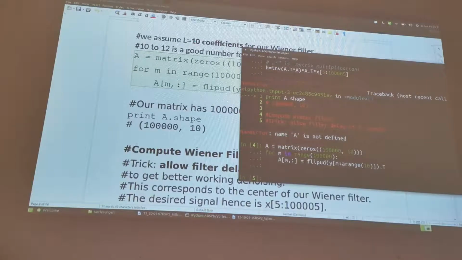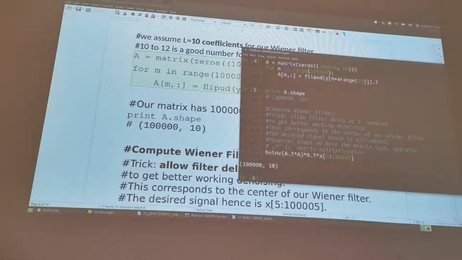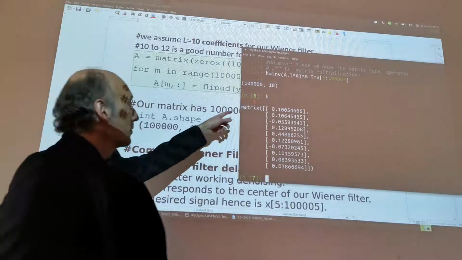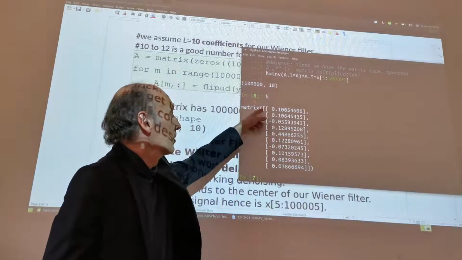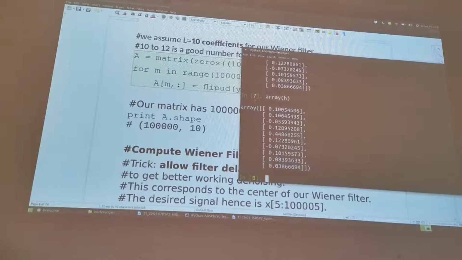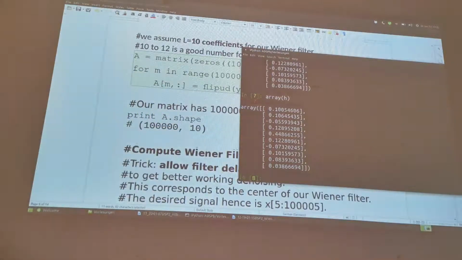Making the matrix A, and you saw it took a second, right? Because it's a huge matrix. So now I'm computing this Wiener filter, right? So now we have H, and here you can see our coefficients. So you can see it's a matrix column vector, and it's two-dimensional because it's the matrix type. Even if I say array of h, it's two dimensional, right? And that's what we need to take into account. Matrices are always two dimensional.